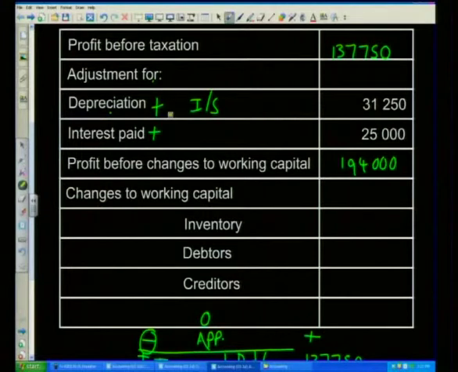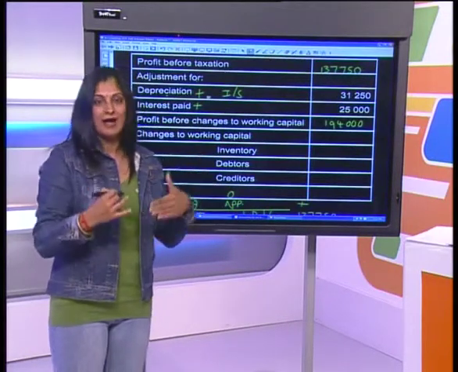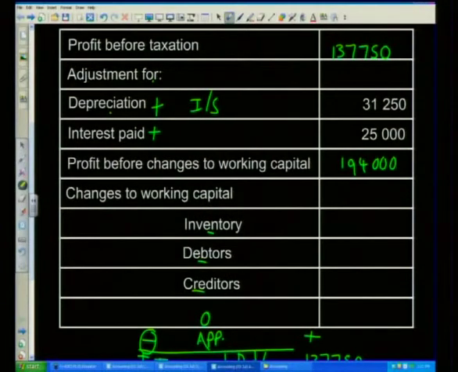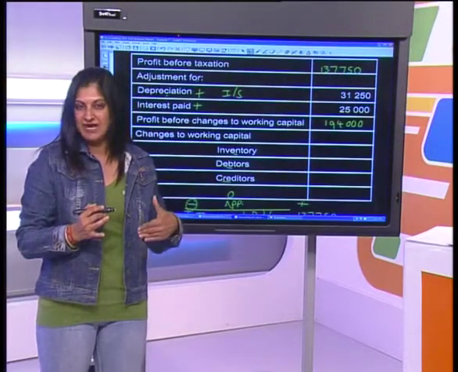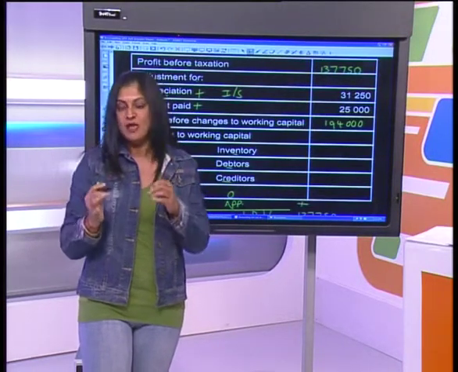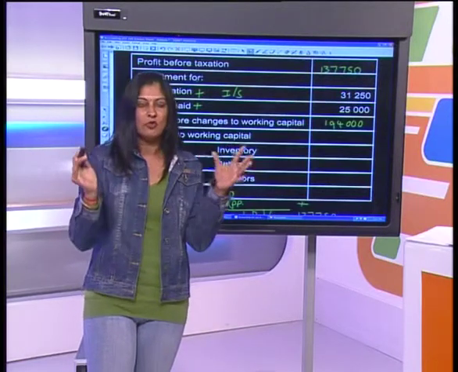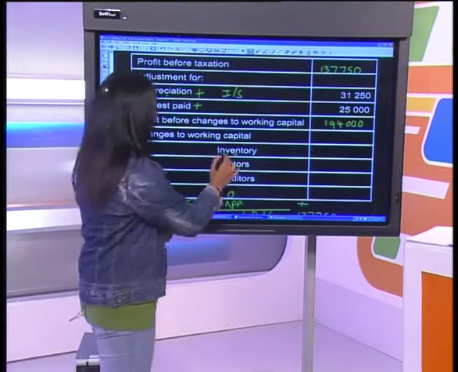Let's now look at our changes to working capital. Remember, for changes to working capital, you are focusing on the following items: inventory, then I need to look at my debtors, and then finally, I need to look at my creditors. All I'm asking is, was there an increase or decrease in these items, and what was the effect that it had on cash flow? Remember, guys, inflow, money coming into the bank account. Outflow, we don't really like that. Money is leaving our bank account. So let's start with inventories.